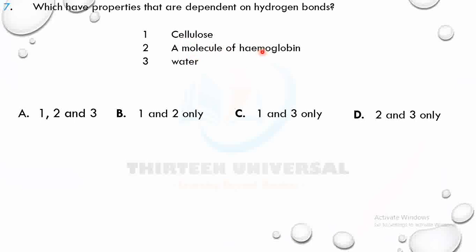Molecule of hemoglobin, yes. Hemoglobin is a protein, so hydrogen bonds are formed as part of the interactions between R groups to form secondary structure and tertiary structure. Yes, so water molecules have hydrogen bonds. It causes water molecules to bind to each other. That's cohesion. So all of them have it. All right, let's go to the next question.